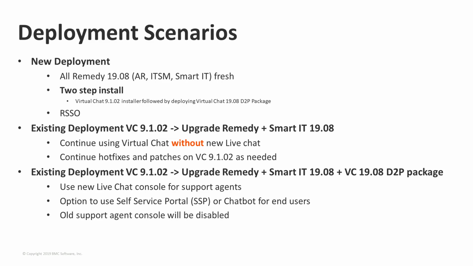Those of you who already have BMC virtual chat, you will upgrade the stack to 1908 and also deploy the D2P package to get virtual chat to 1908 enhancements. Should you do that, again, just for emphasis, you must use live chat. So your agent should be going over to Smart IT to start handling the chats. The option to use the self-service portal or chatbot doesn't change. The old support agent console will be disabled. Integration points are disabled. There is no auto ticket creation or anything. An agent gets to choose what they want to do with the chat.